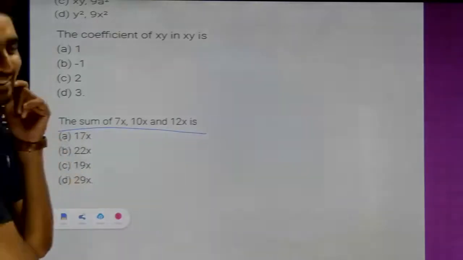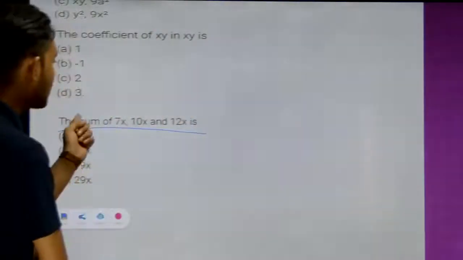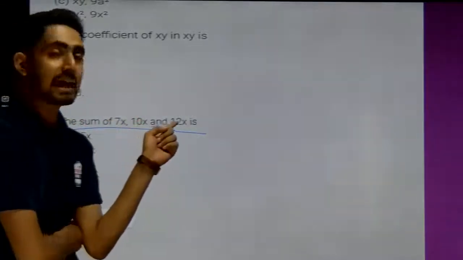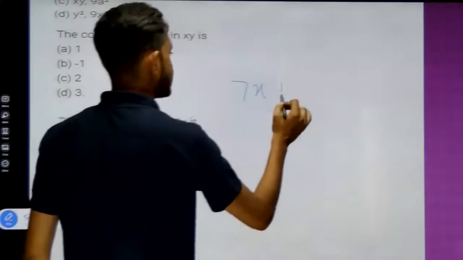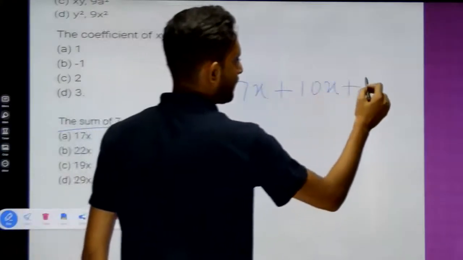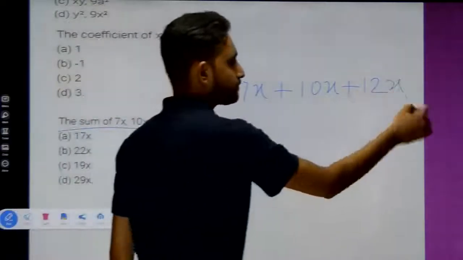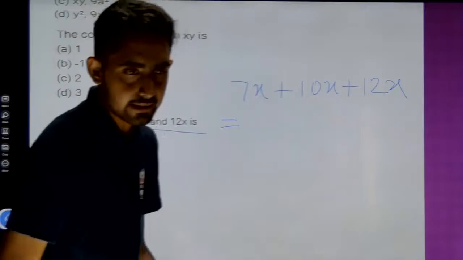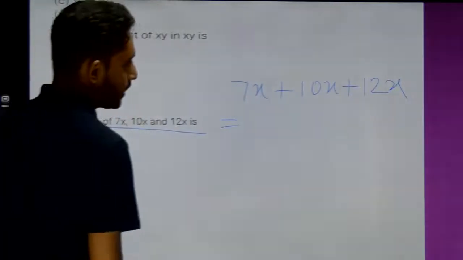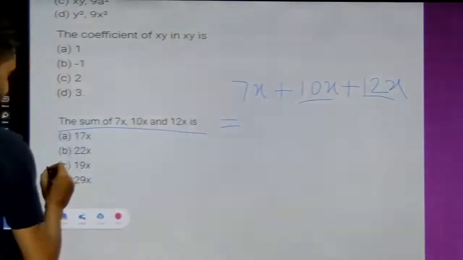Now come all of you to the next question. Just give answers: the sum of 7x, 10x and 12x. What is the sum of 7x plus 10x plus 12x equal to?